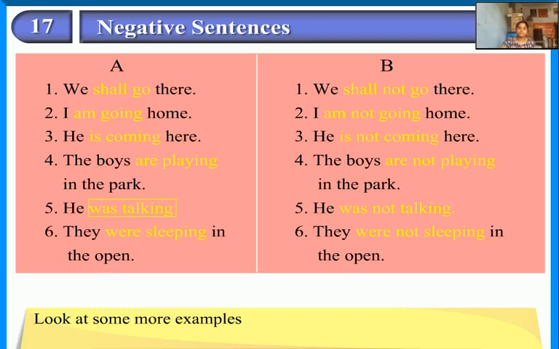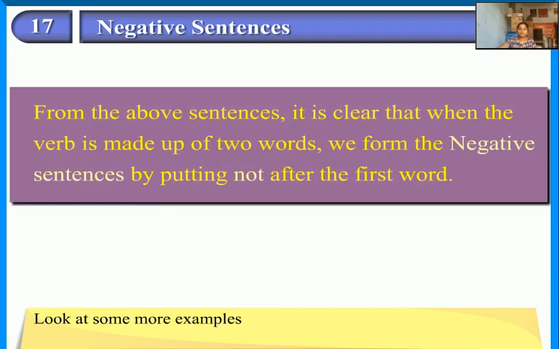He was talking. He was not talking. They were sleeping in the open. They were not sleeping in the open. From the above sentences, it is clear that when the verb is made up of two words, we form the negative sentences by putting not after the first word.